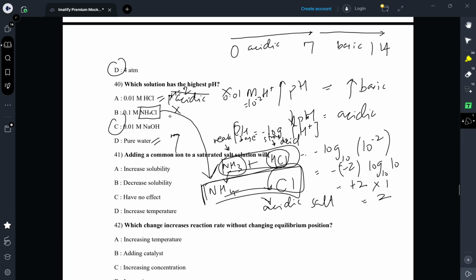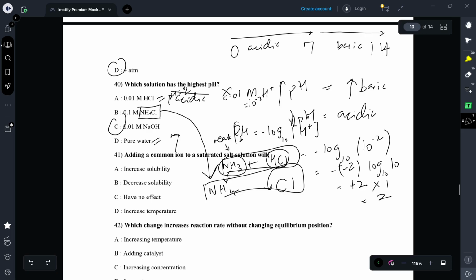So this one is also wrong, because it will be an acidic salt, and the answer is this one, NaOH, because we all know that it is a base, a strong base, NaOH. So for this one, it was completely straightforward.